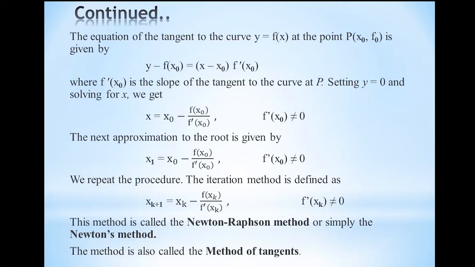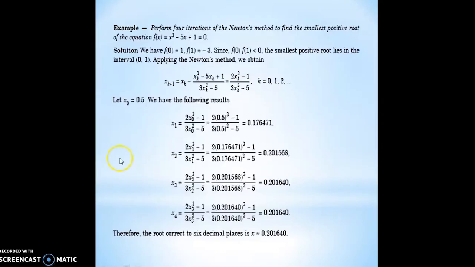So we are going to continue with the example. We have seen the Newton-Raphson method. Now we are going to study one example based on that. So this is the example. Perform 4 iterations of the Newton's method, that is Newton-Raphson method, to find the smallest positive root of the equation f of x equal to x cube minus 5x plus 1 equal to 0.